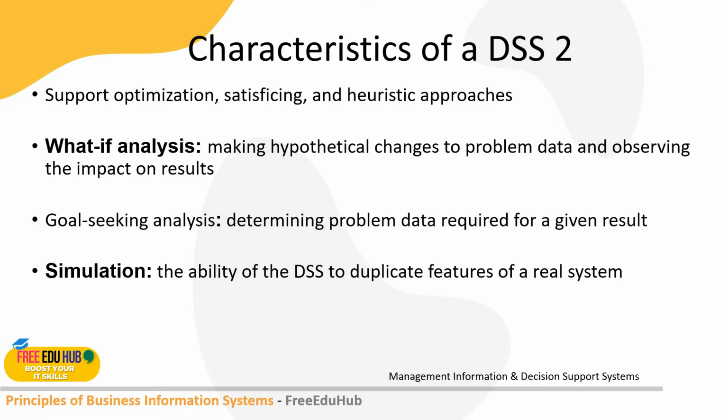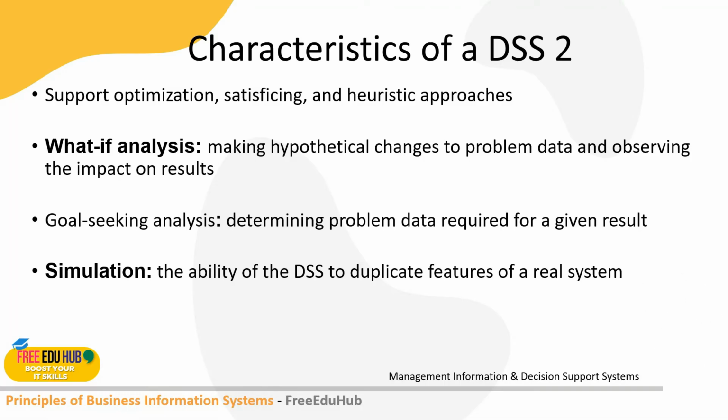Then we have goal-seeking analysis, which determines the problem data required for a given result. If we take an example, a financial manager might be considering an investment with a certain monthly net income, and the manager might have a goal to earn a return of, for example, 9% on the investment. Goal seeking allows the manager to determine what monthly net income is needed to yield a return of 9%. Some spreadsheets can be used for goal-seeking analysis, and other tools are also there which help us in that.